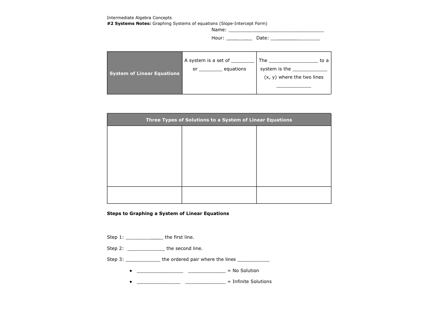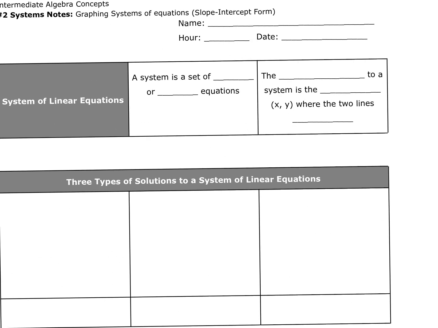Today we're going to be working on systems notes, graphing systems of equations in slope-intercept form. So a system of linear equations is a set of two or more equations. And then you're going to have a solution. The solution to a system is the point, so the x and the y, where the two lines meet.